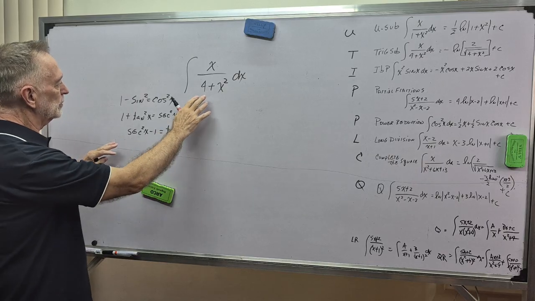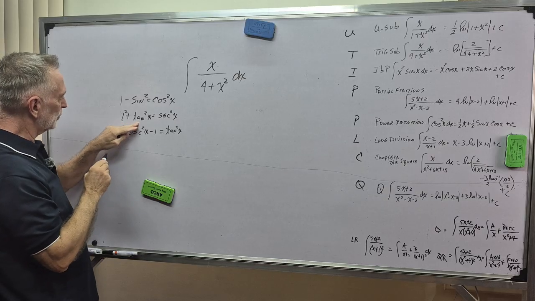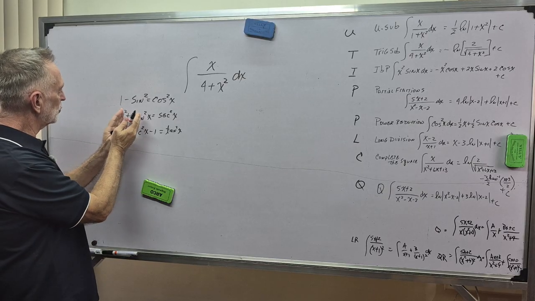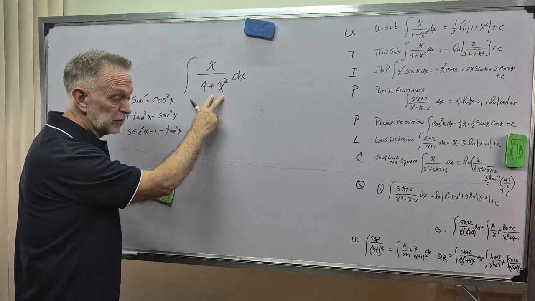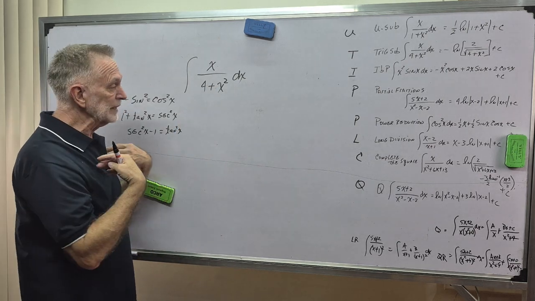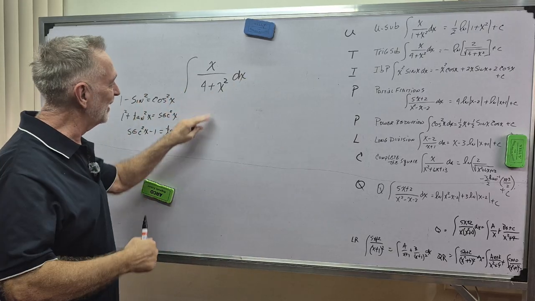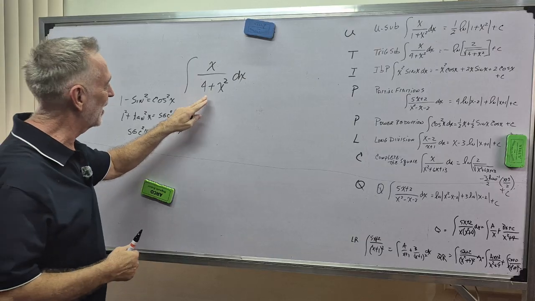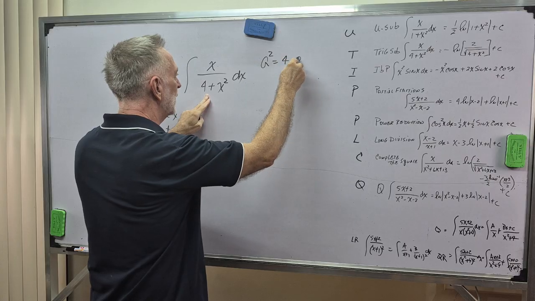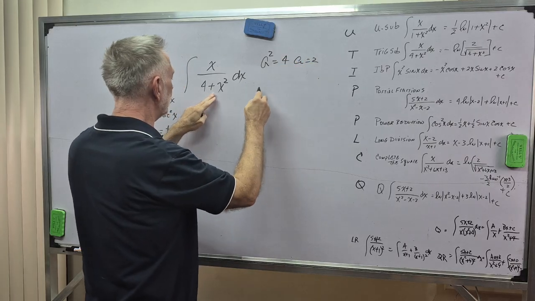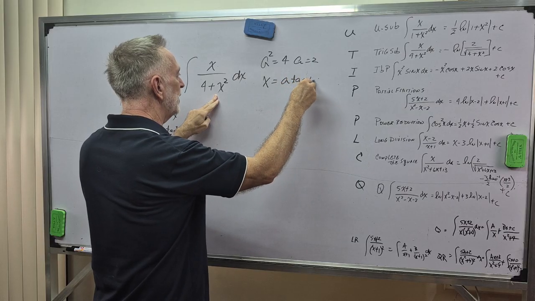So when you look at this, I can think about 1 squared plus tangent squared. I have something squared plus something else squared: 2 squared plus x squared. So when I look at that, I say, oh, hey, I can use a tangent function for that. So I'll let a squared equal 4, a equals 2. X equals a tangent theta.